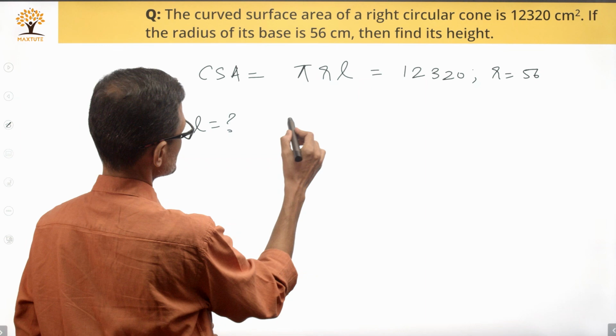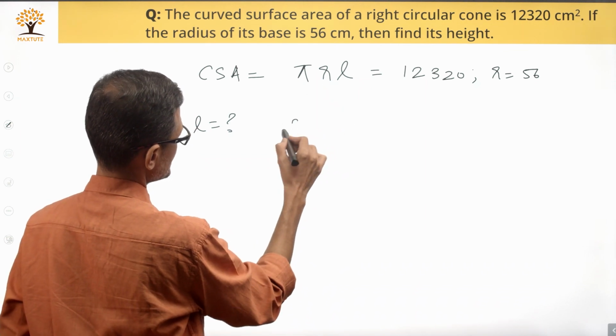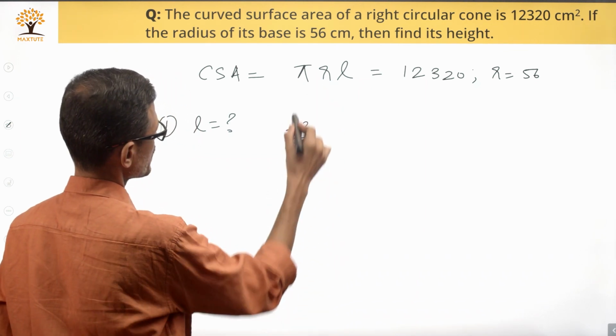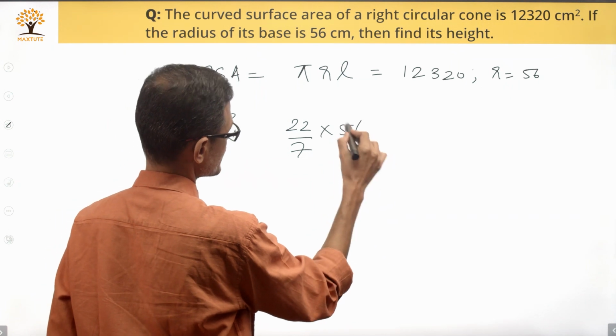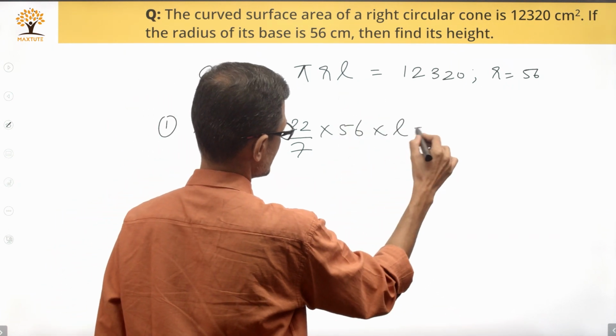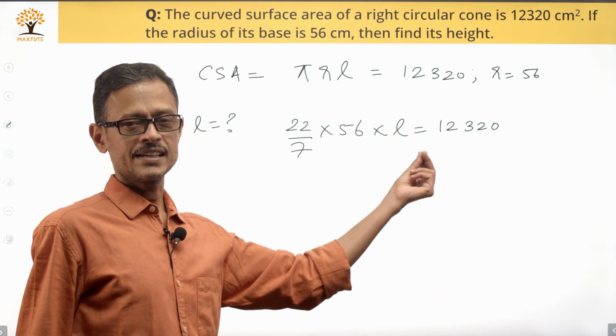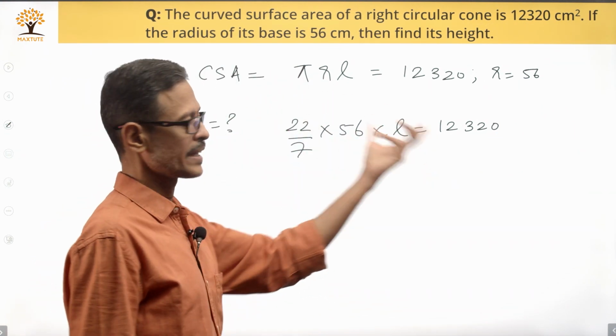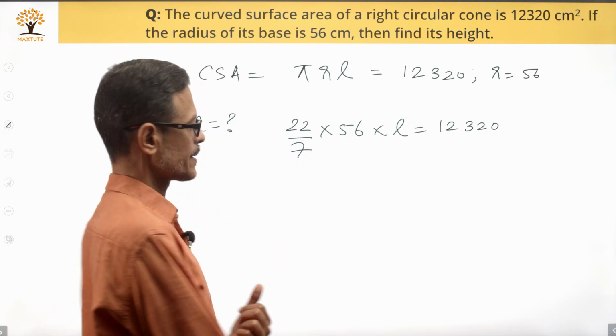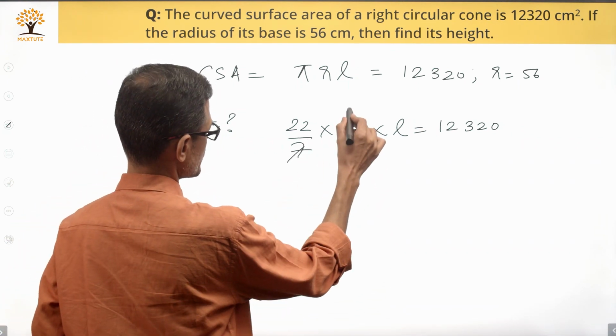So let's plug in the values. Let's take R to be equal to 56 and take pi to be 22 by 7. 22 by 7 times 56, which is the radius, times the slant height is equal to 12,320. There is only one variable, which is the slant height. Solve this, do the calculation, get the value of L. Let's complete it. 7 cancels with 56 to leave us with an 8.